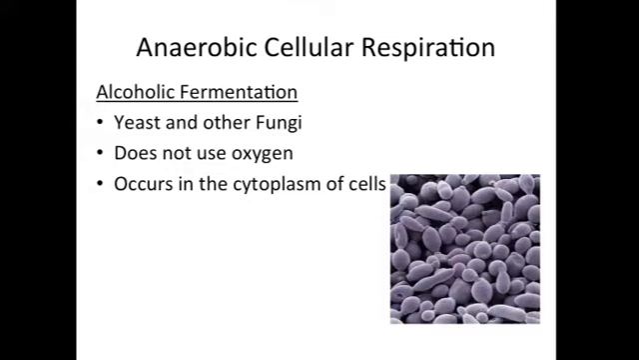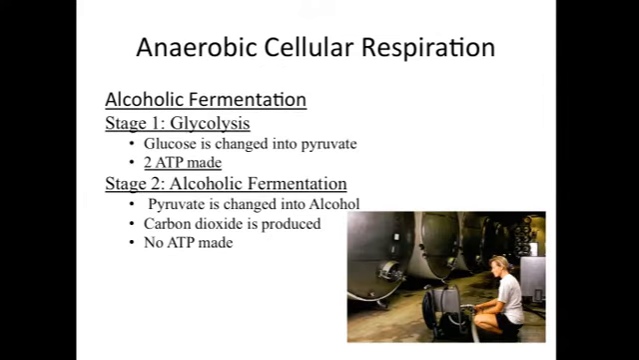Anaerobic respiration, the second type, is alcoholic fermentation. This occurs in yeast and other fungi. It again doesn't use any oxygen, and it occurs in the cytoplasm. Alcoholic fermentation has two steps, just like lactic acid. It starts with glycolysis, where we take glucose and break it down into pyruvate. Again, two ATPs are made. We move on to our second stage, alcoholic fermentation. Again, it takes that pyruvate molecule and changes it into alcohol. It also produces carbon dioxide as a result. Again, no ATP is made.